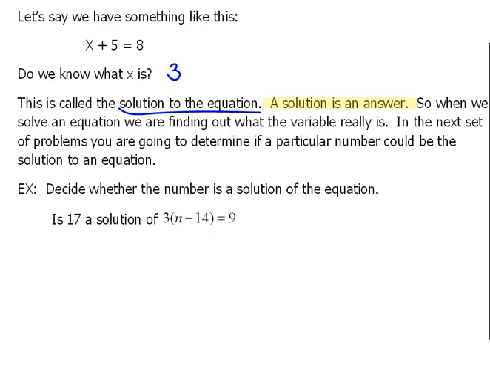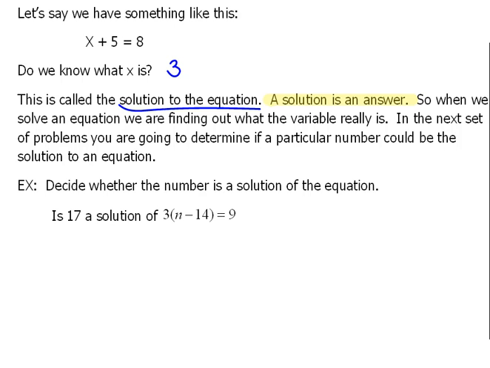Let me show you what we're talking about here. This says decide whether the number is a solution of the equation. So we want to know, is 17 a solution of this equation? If it is a solution, we should be able to replace that letter with that 17, and it should make sense mathematically. So if I replace that, that becomes 3 times 17 minus 14 equals 9.